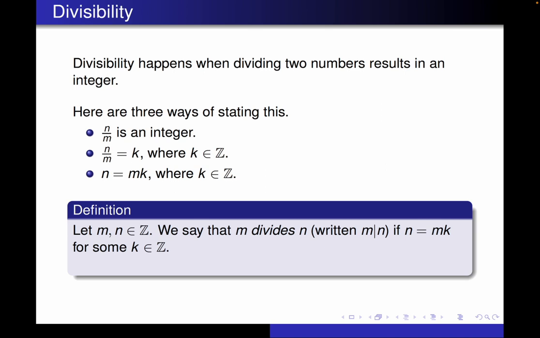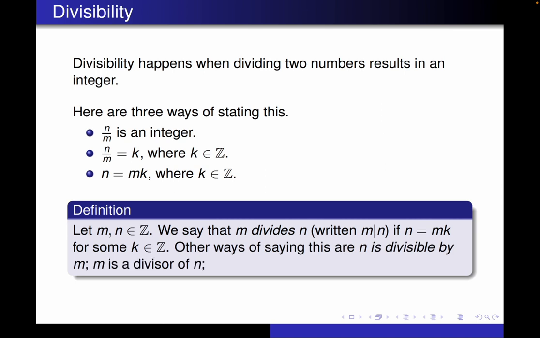There are other ways of saying this. We could say that n is divisible by m. We could say m is a divisor of n. We could say m is a factor of n. And we could also say that n is a multiple of m.